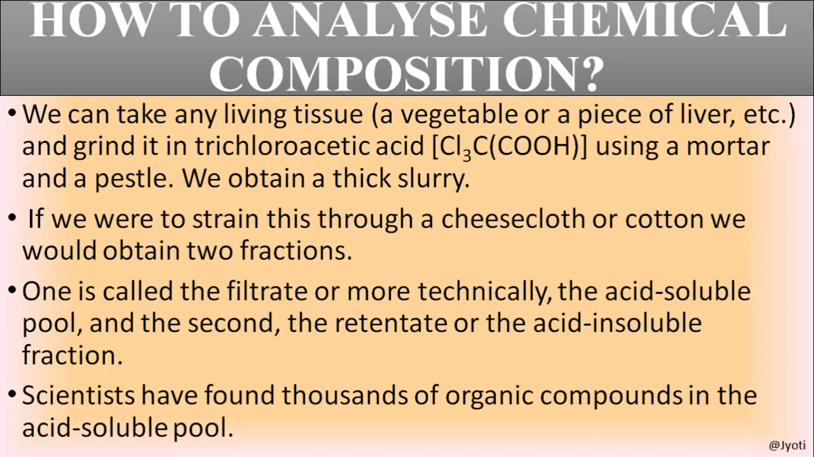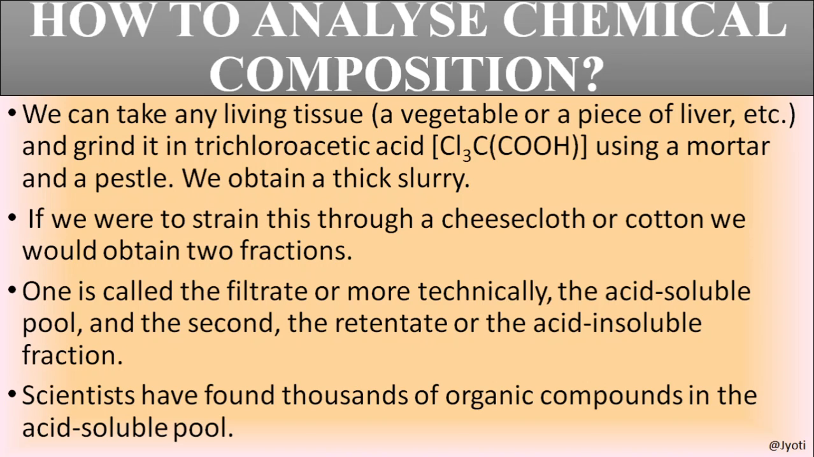We have to take any living tissue, which may be a vegetable or a piece of liver of any animal. Then we have to grind it in trichloroacetic acid. Very important, children. This question is asked in the exam: which chemical is taken for analysis of organic chemical composition in living system? It is trichloroacetic acid. This can be ground by using a mortar and pestle, so that we will get a thick slurry.